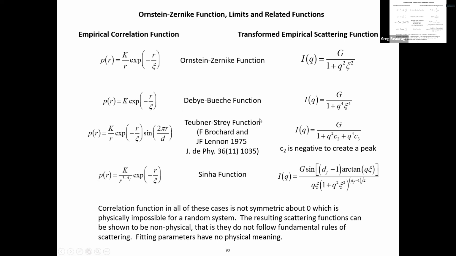So finally you get to the Sinha function, which is for an arbitrary fractal, which also has the sign problem. It's not symmetric about zero for a random system. This is supposed to describe things like silica powder, silica aggregates, and also polymers. So sometimes people use this for polymers. It looks a little bit like the Ornstein-Zernike. It's got that term in it, but it's to the fractal dimension, so you can have different fractal dimensions in it. Right, so you have to be kind of careful.